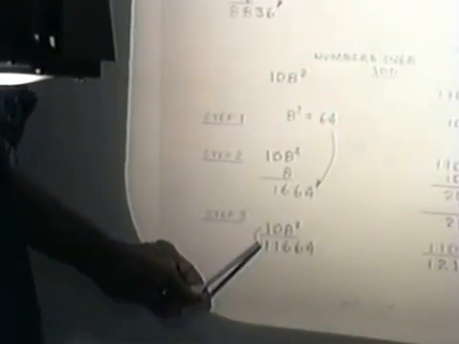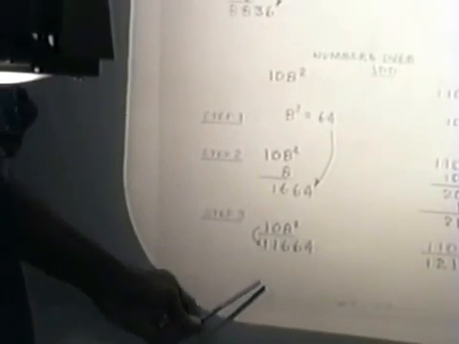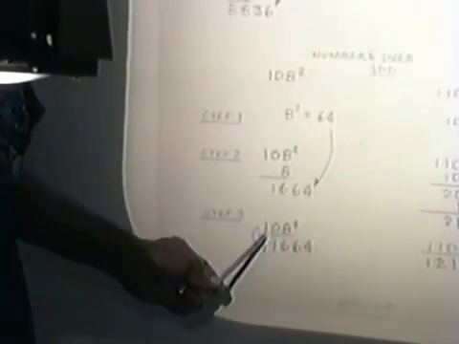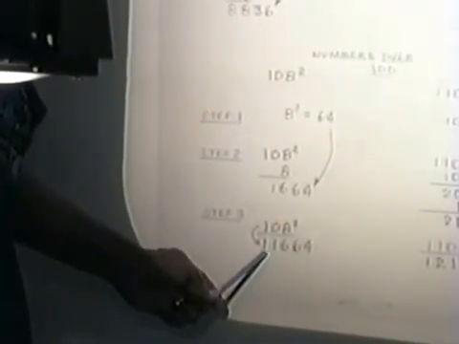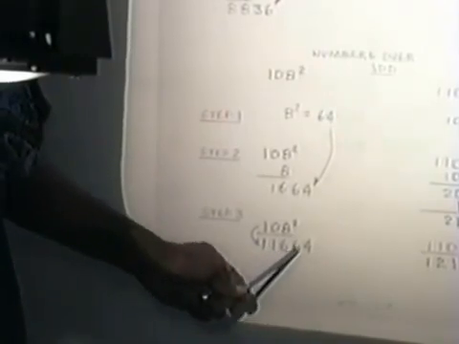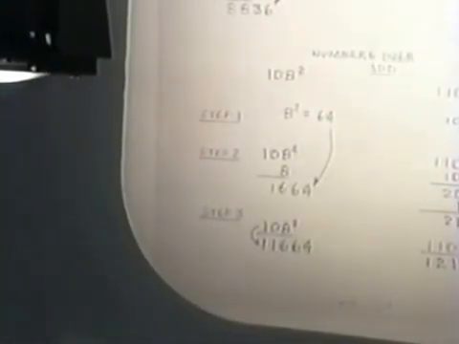Now step 3: what is the square of 108? We have the 1 and we bring down the 1. And that gives us 11,664.